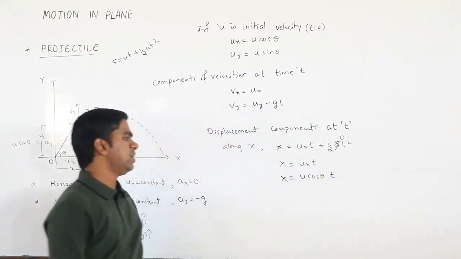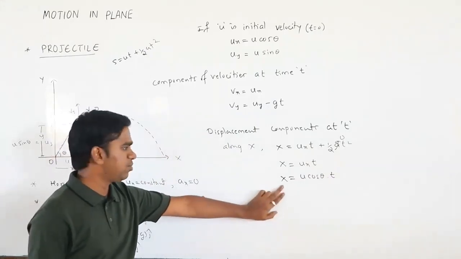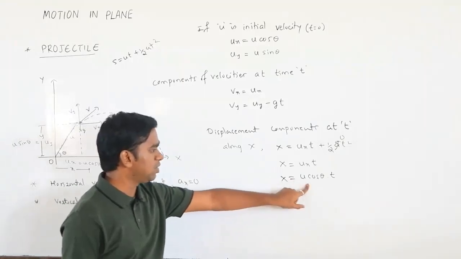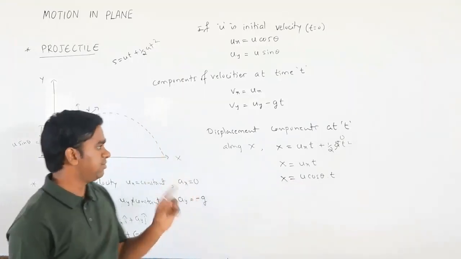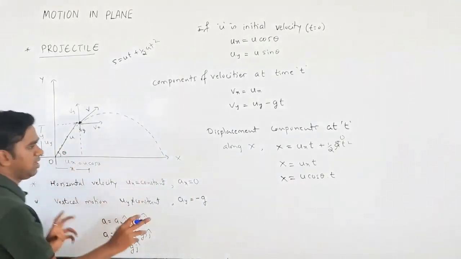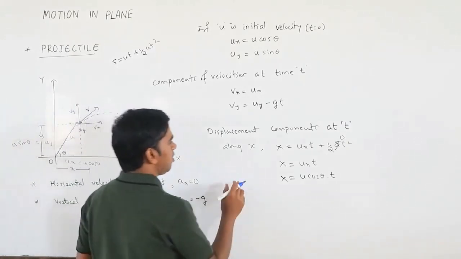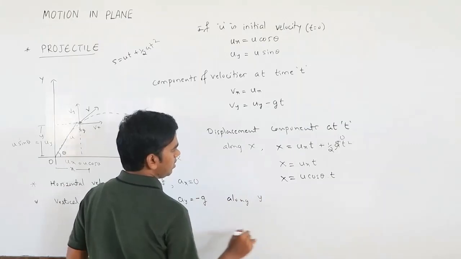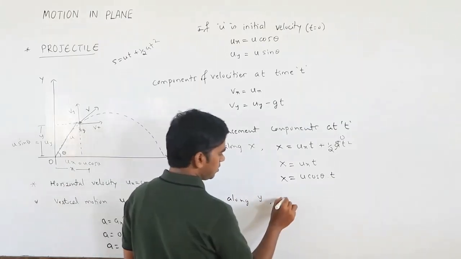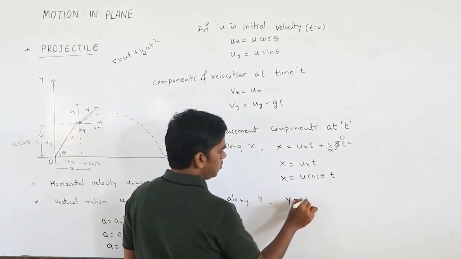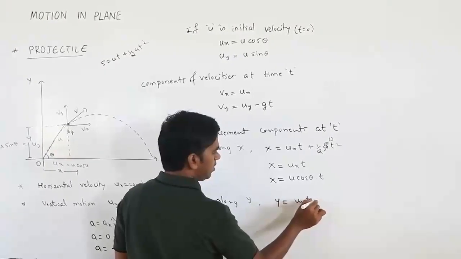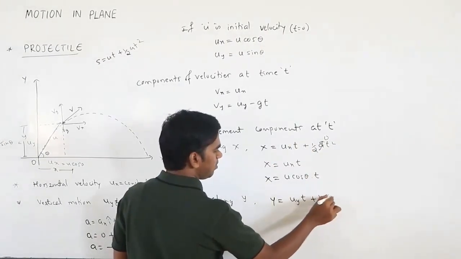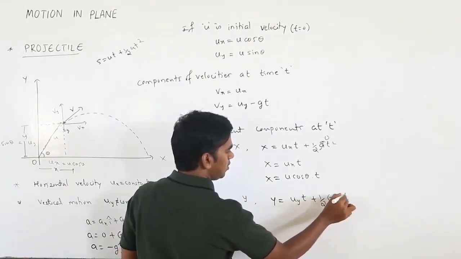This is the displacement along x. Very, very important. We are going to use this in many places. So remember, x equals u cos theta into t. If any doubt, you can go through it once again. Now displacement component along y. Along y, y equals uy into t plus half, here acceleration is not 0, so you take minus g into t square.